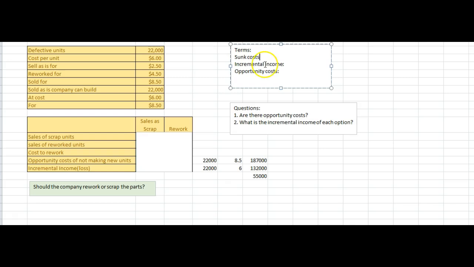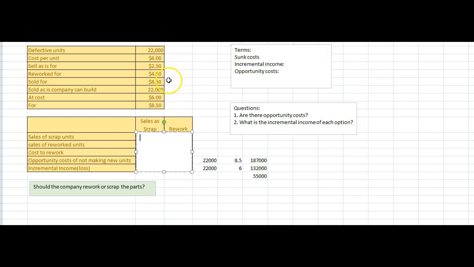We have incremental income and we have opportunity cost. Opportunity cost would be the profit that you would give up if you do one action over another. And we also have opportunity costs in this. So let's look at this.